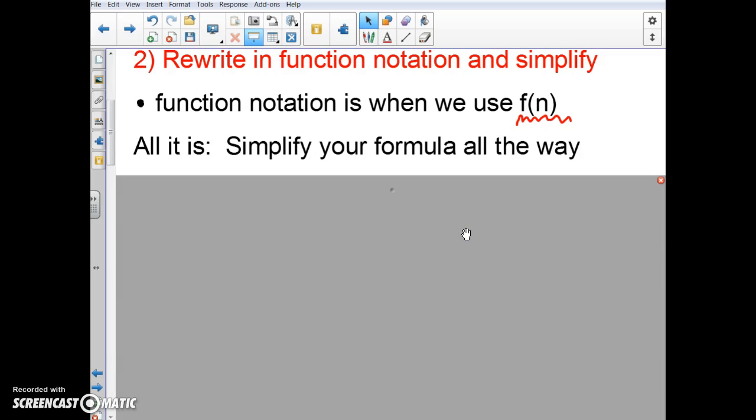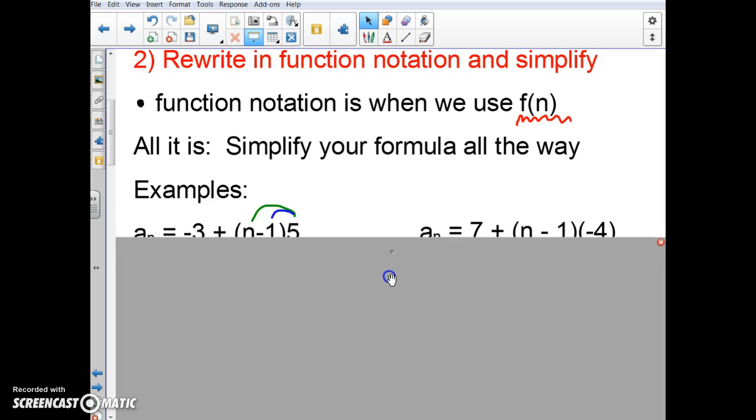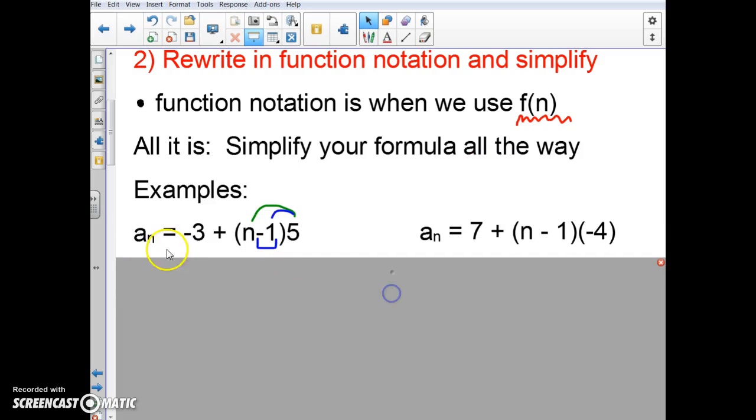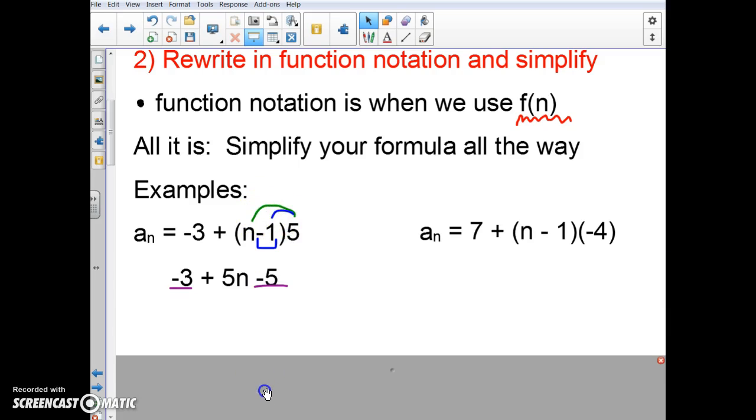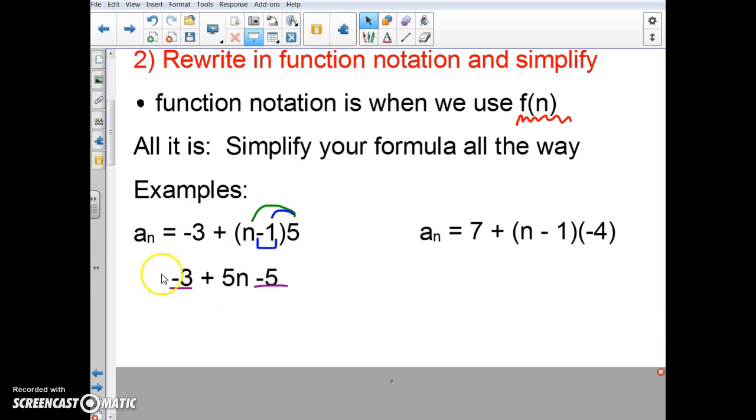Alright, and that's rewriting in function notation and simplifying. Now function notation is when we use f of n, right? And all it is, is simplifying our explicit formula. So say I have an explicit formula here, right? I can simplify it by doing some distributing. So here we see me taking this 5, distributing it to the n, distributing it to the -1, right, which gives us our next line, in which we see, hey, I have some like terms there.